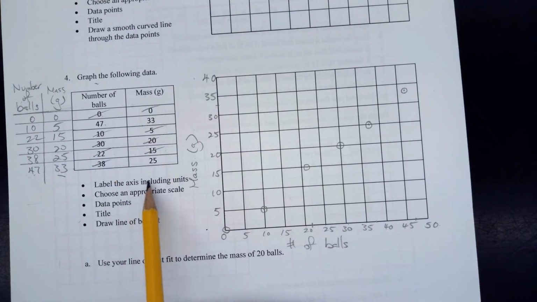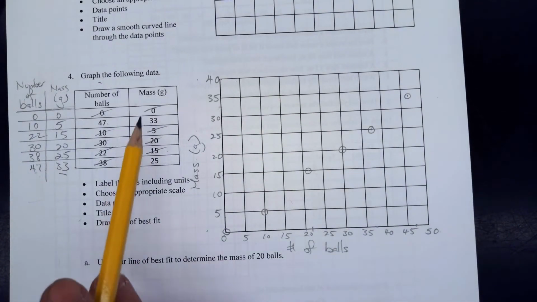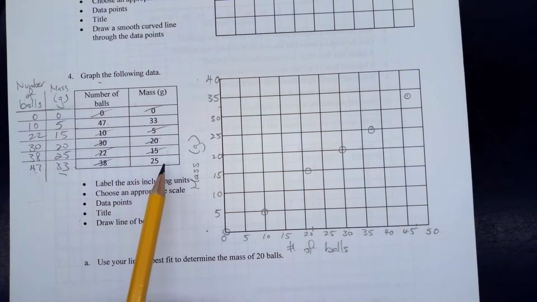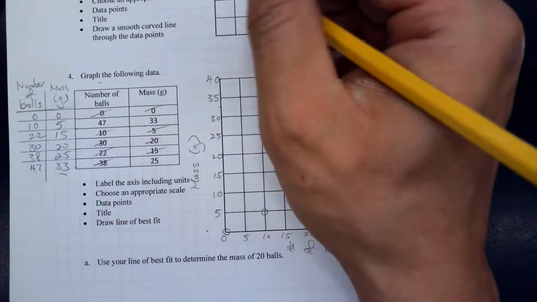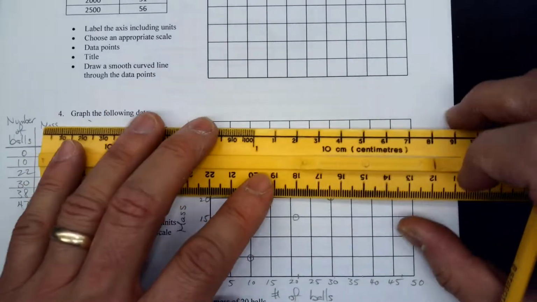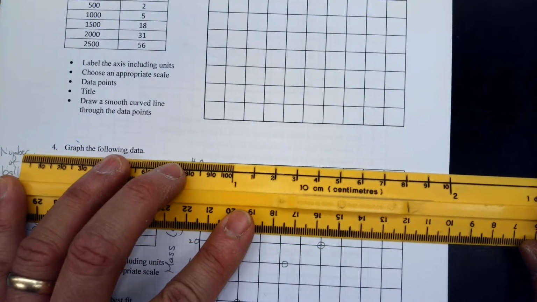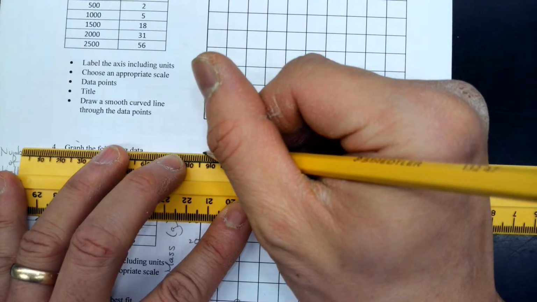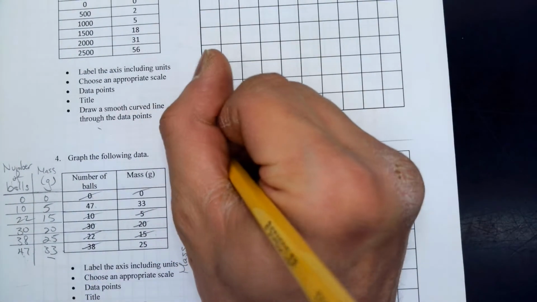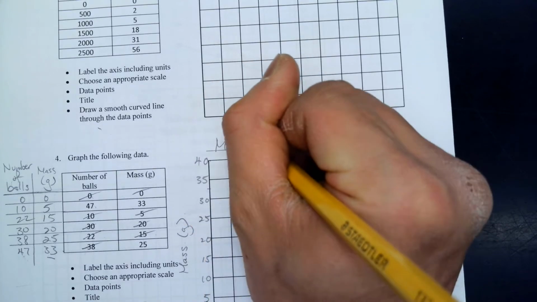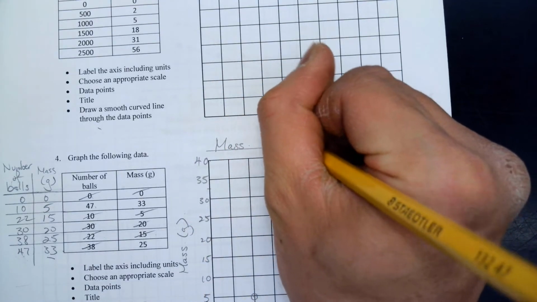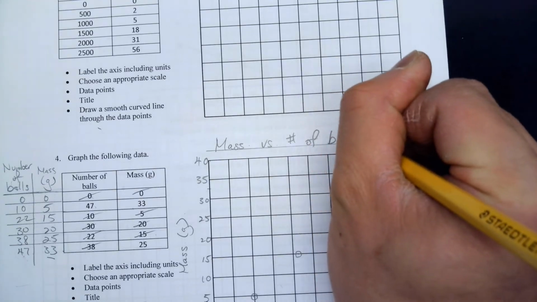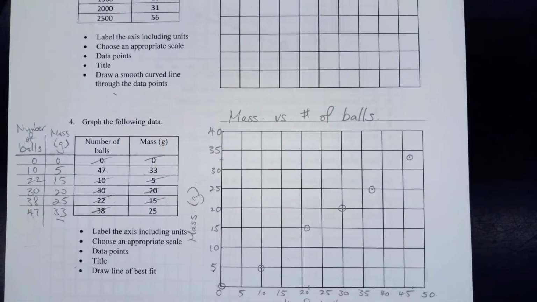So I've labeled the axes, chosen a data point, and put in the data points. Now I'm going to do a title. If you remember, our pretty standard template is y versus x. So in this case, your title would be mass versus number of balls. Okay, that would be good.